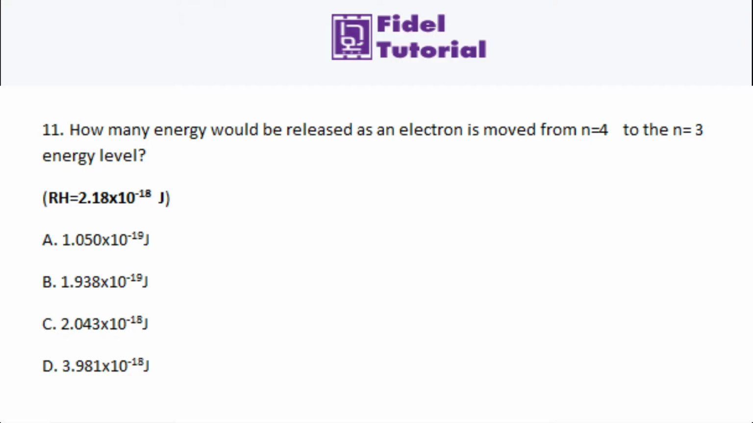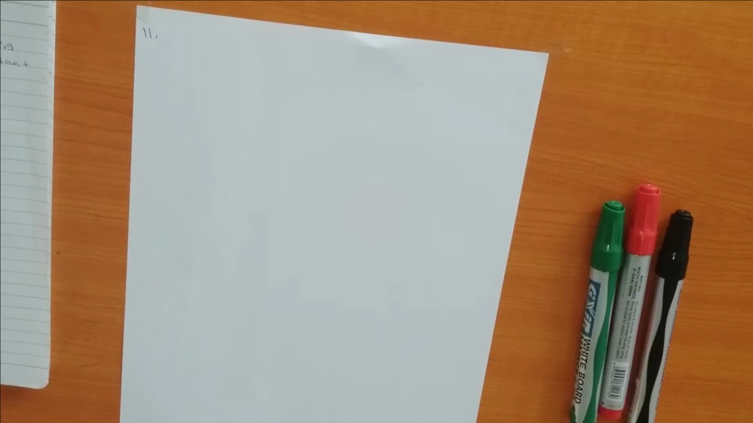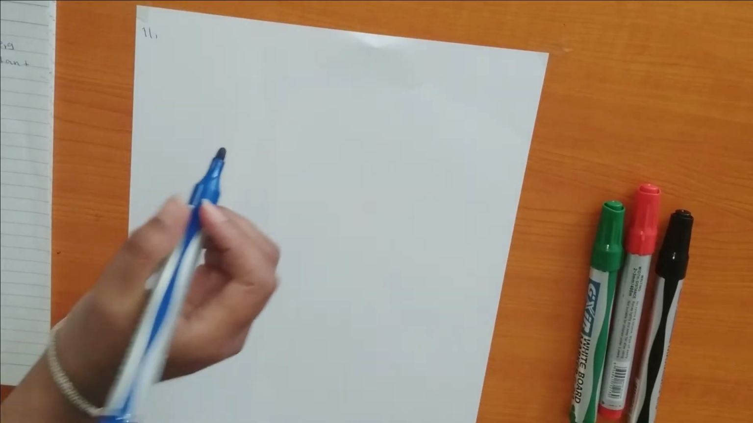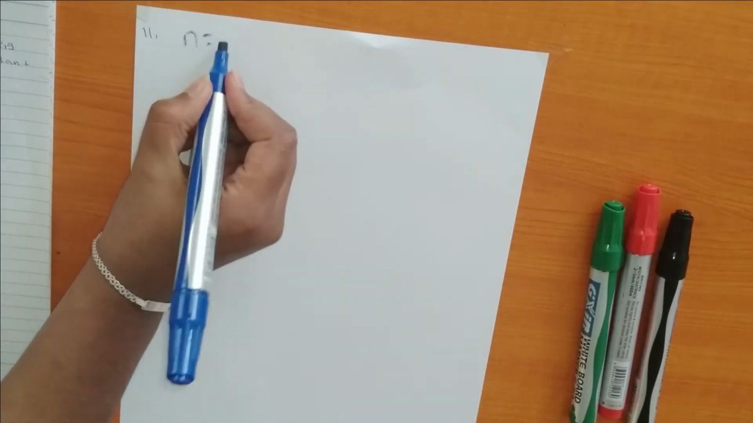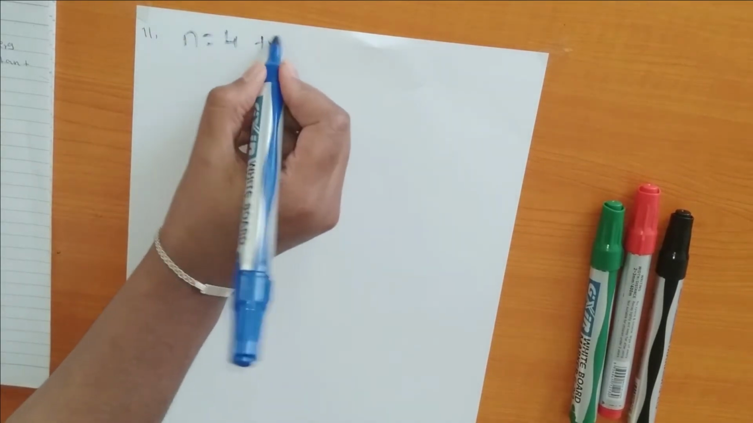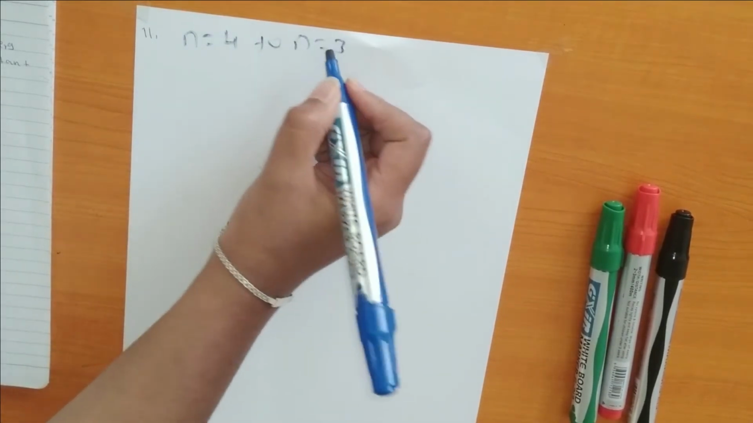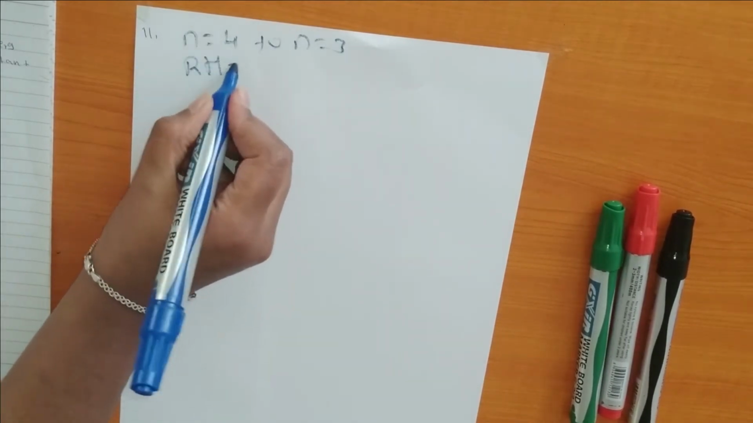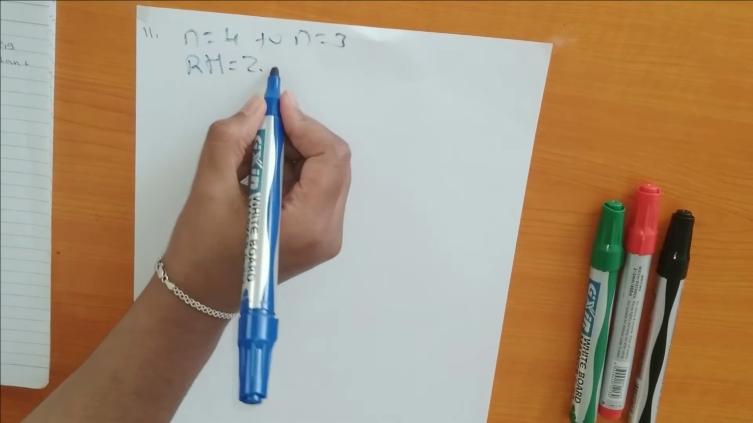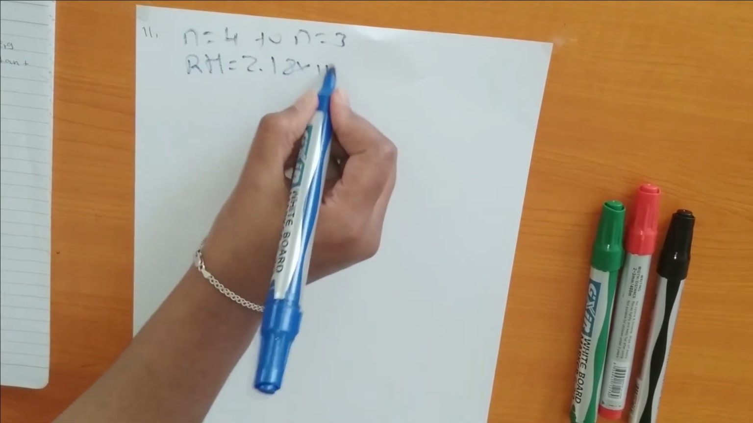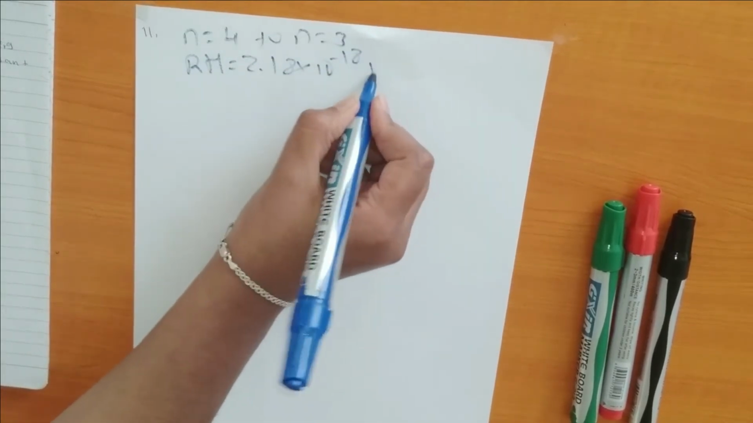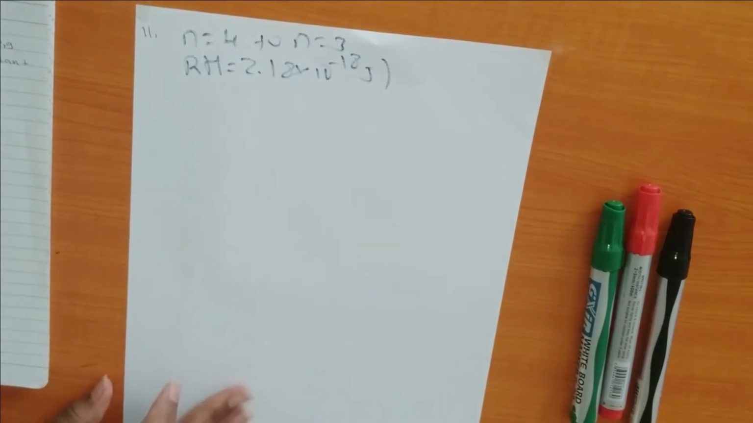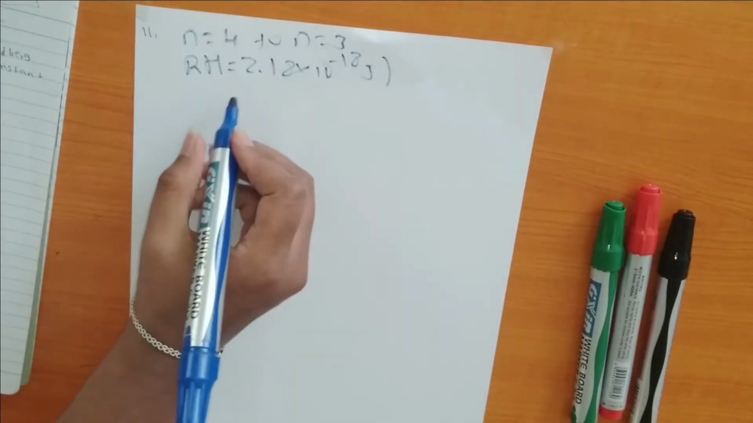Next, 11th question: how much energy would be released if an electron is moved from the n = 4 to n = 3 energy level? R rate is a constant, it's always given: 2.18 times 10 raised to negative 18 joules. So what is the energy? How are you going to calculate the energy?